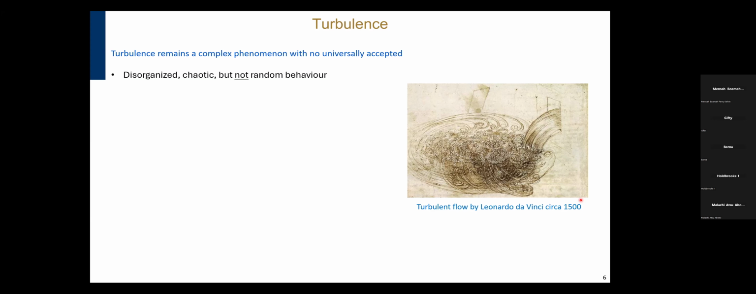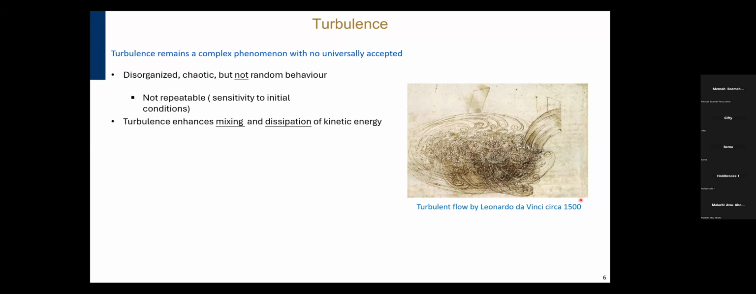Now, when you go into CFD, one thing you have to be cautious of is people talk about randomness of turbulence. Turbulence is not random, it is chaotic. One of the reasons is that it is not repeatable, because it is sensitive to initial conditions. You might start from a slight initial condition and end up with very different results. That is why turbulence is considered by many as random, but in the modern view, it is not.